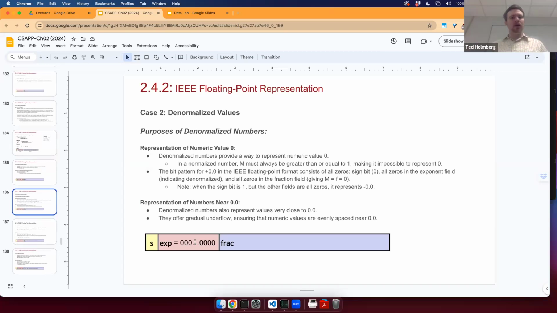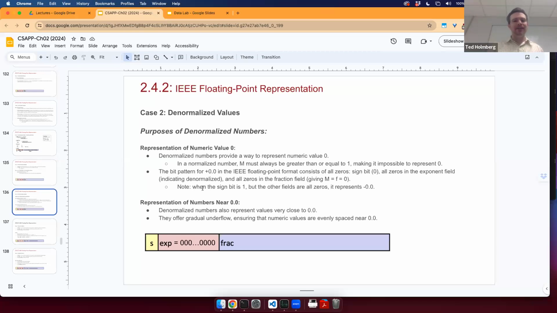So again, the purpose of our denormalized values is it's a way to represent our numeric value of 0. In a normalized number, m must always be greater than or equal to 1, making it impossible to represent 0. So the bit pattern for 0 in our IEEE floating point format consists of all zeros: our sign bit as 0, and all zeros in the exponent field. That should be obvious, but it should also be articulated.